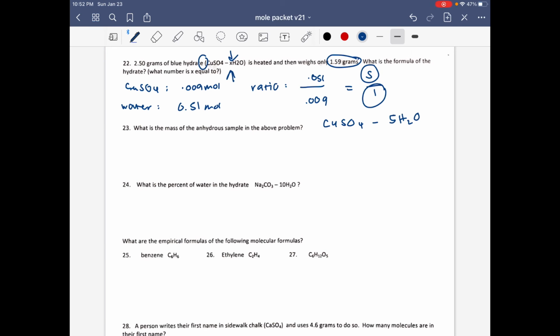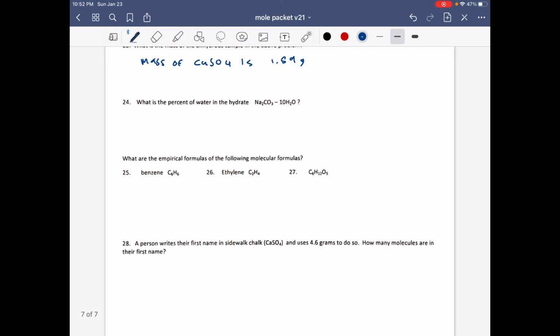Like that. So what is the mass of our anhydrous sample in the above problem? This is our water, and anhydrous means without water. So our water is heated, we lose the water, and we're left with this. So the mass of CuSO4 is 1.59 grams.